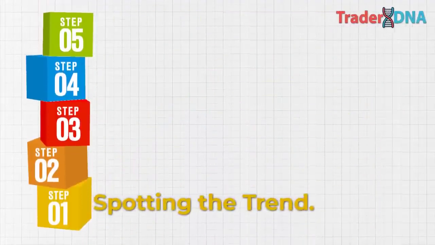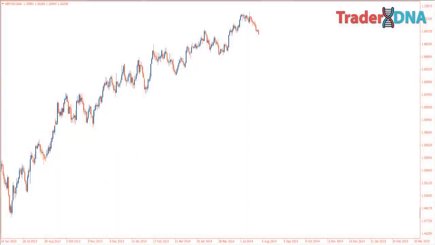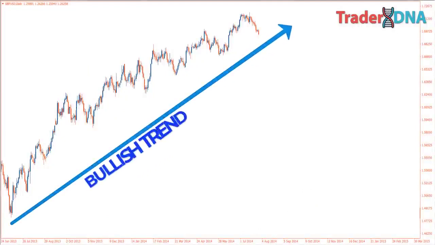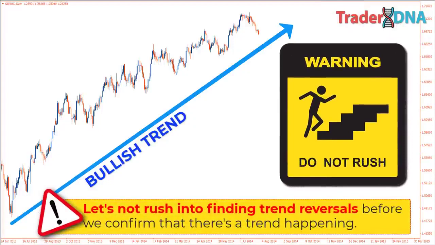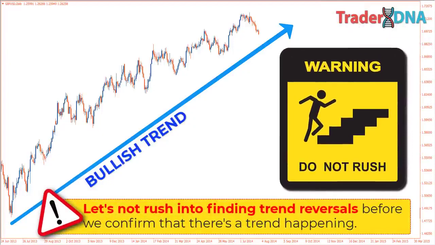Spotting the trend. Before we start thinking about trend reversals, let's make sure we actually see a trend first. It might sound a bit silly, but sometimes we get so excited about reversals that we forget to see if there's a trend in the first place. This is common among Forex and stocks traders. We tend to rush things. So, let's begin at the beginning. That means, let's not rush into finding trend reversals before we confirm that there's a trend happening.